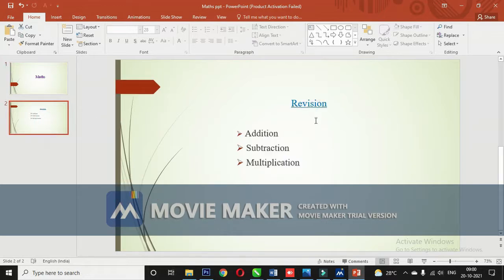Children, in today's class we are going to revise the following topics. They are addition, subtraction and multiplication. Okay, now let us revise all the topics with examples.